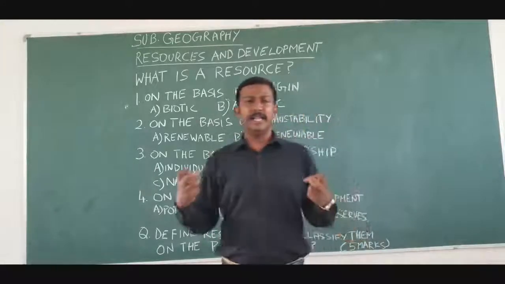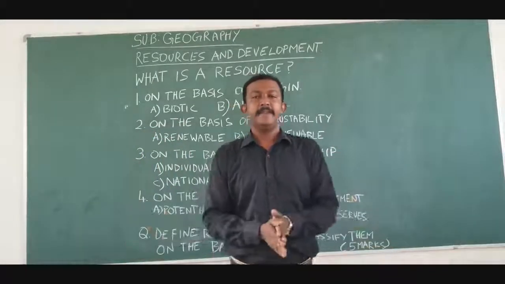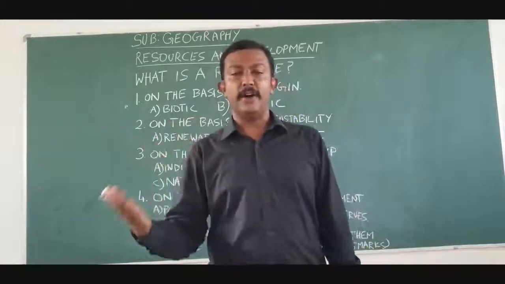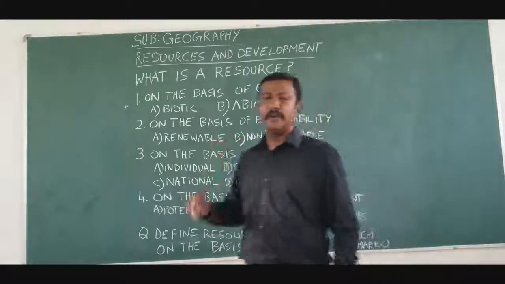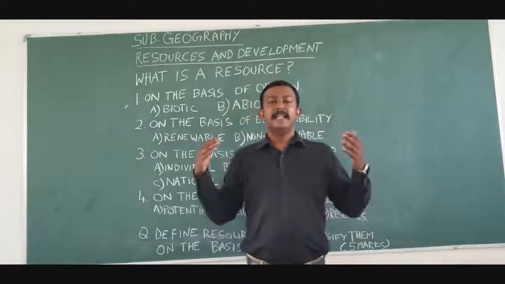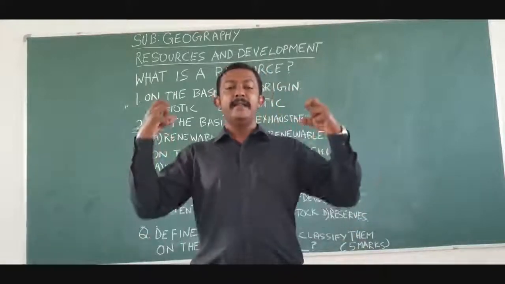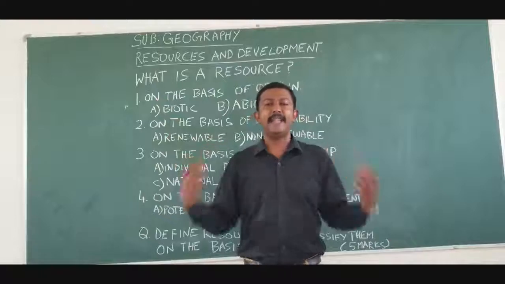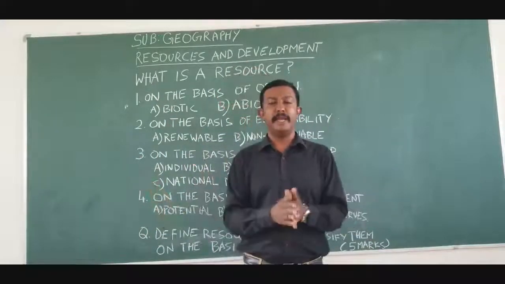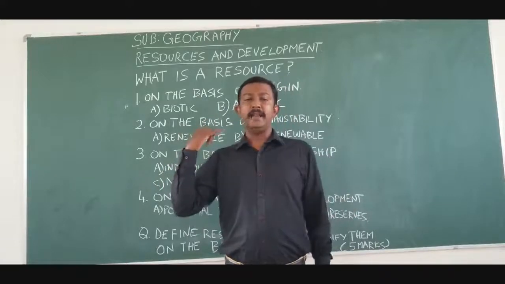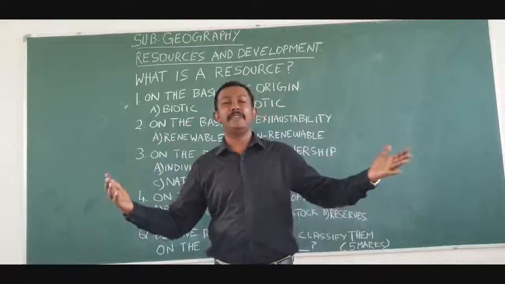Renewable meaning it can be made new again. So on the basis of exhaustibility, renewable resources can be renewed or produced by a physical, mechanical or chemical process. Examples would be solar energy, wind energy, water, forest, wildlife in the forest.